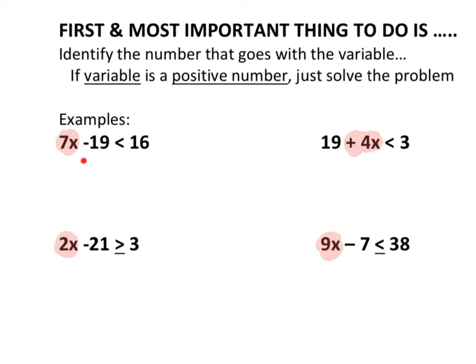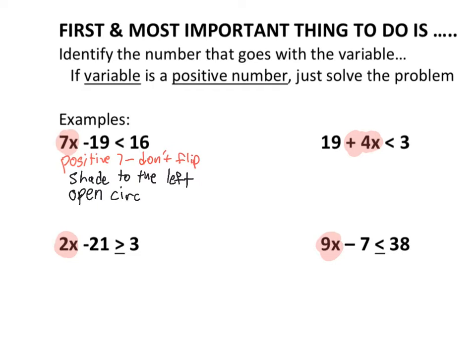Looking back at that first example, 7x minus 19 is less than 16. We need to add a few notes. So this is a positive 7, which means we don't flip. And that means we do not flip that inequality sign. The next thing we need to know about this is we're going to shade to the left. And the last thing, we need to make sure we have an open circle when we graph it on a number line, because it is not also equal to. Now let's look at that next example.